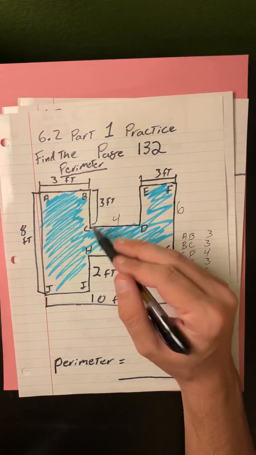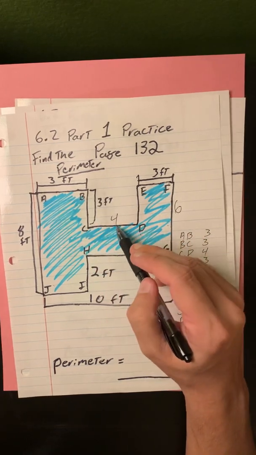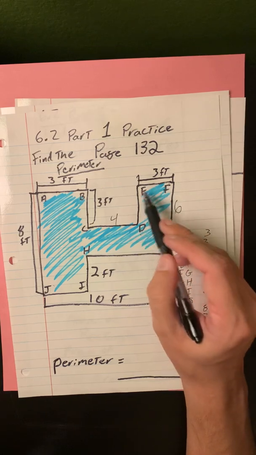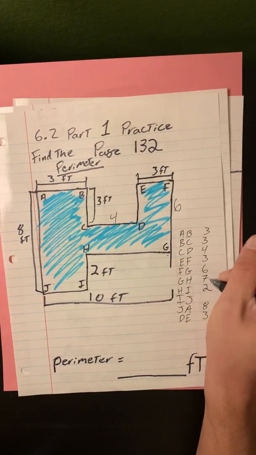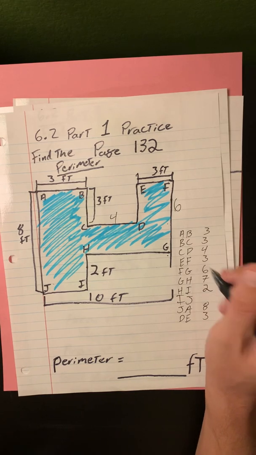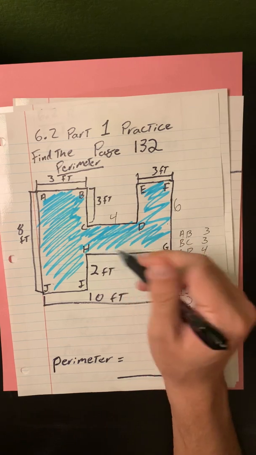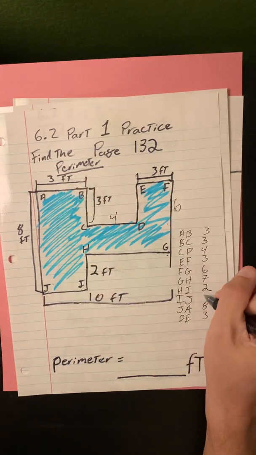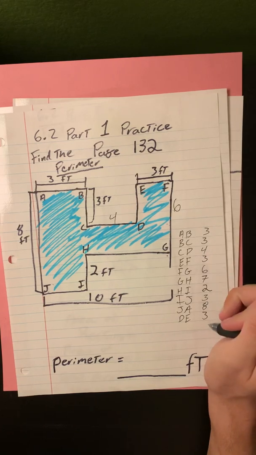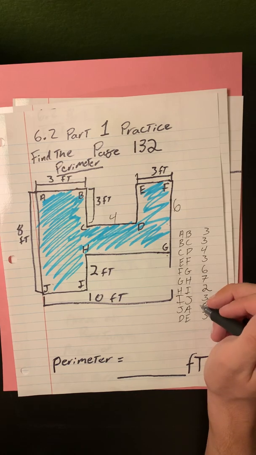G to H is the same as C to F, so C to D is 4, E to F is 3. 4 plus 3 is 7. So I can plug in a 7 there. And lastly, I have I to J. So if I subtract 10 feet minus the 7 feet, I to J is parallel to AB, so that is 3 feet.